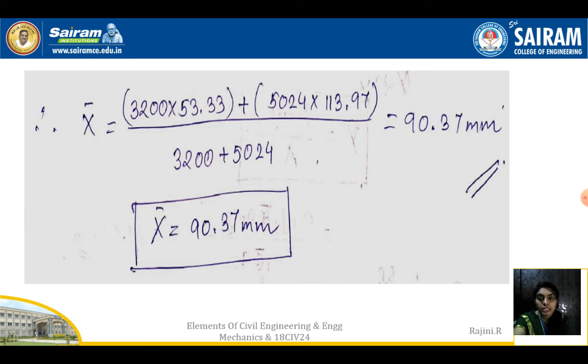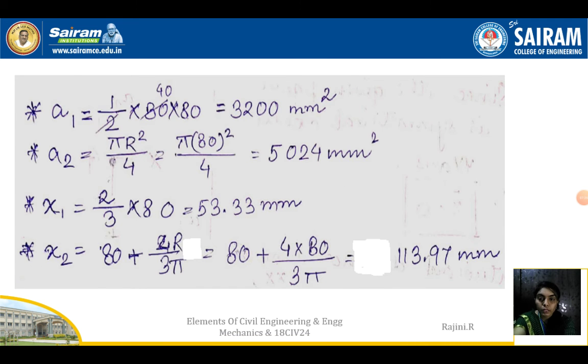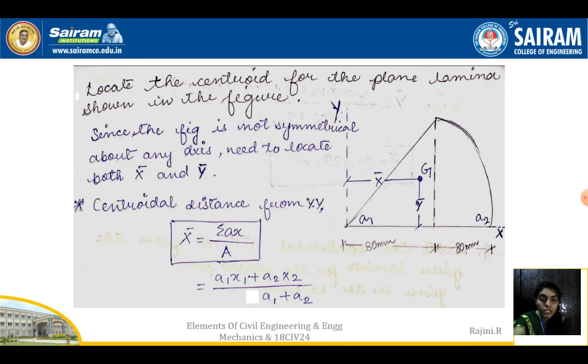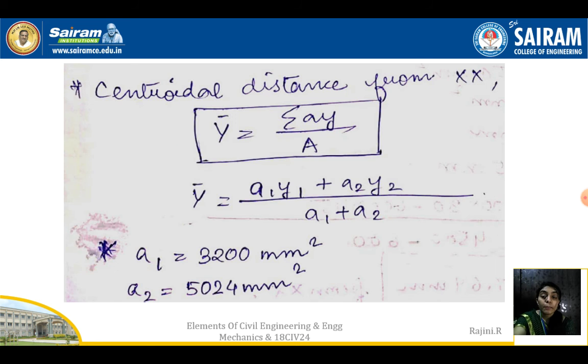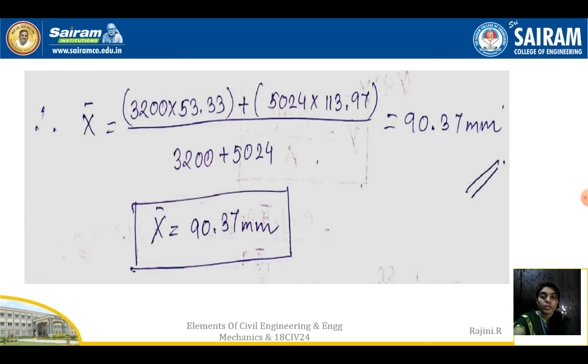So substitute into the x bar formula, that is a1 into x1 plus a2 into x2 divided by the whole area. Whole area means a1 plus a2. So you're getting 90.37 mm. I'll go back to the figure here. So the x bar lies 90 point something from the y axis. That much distance you have to measure and put a point, the centroid point. Okay, so 90.37 mm we got as x bar from the y axis. So the x bar is over now.